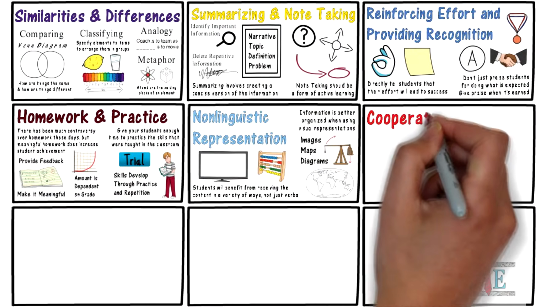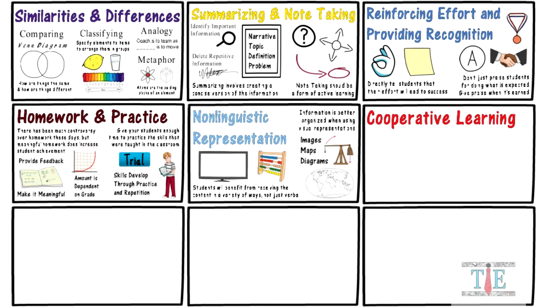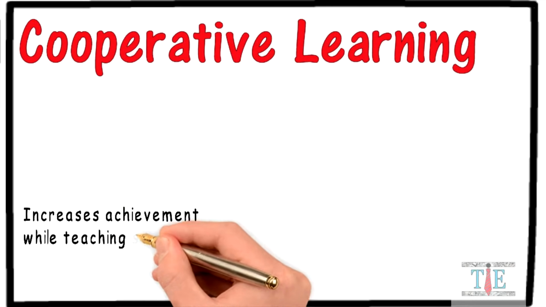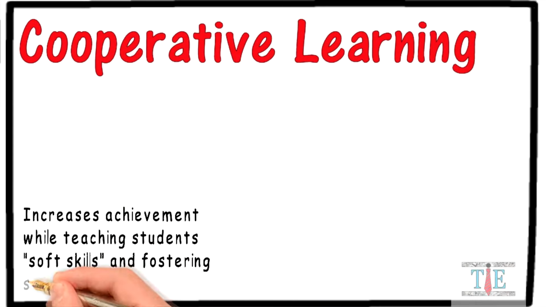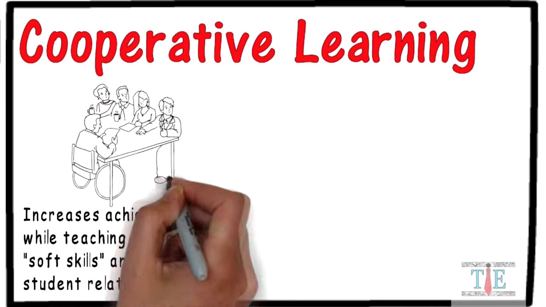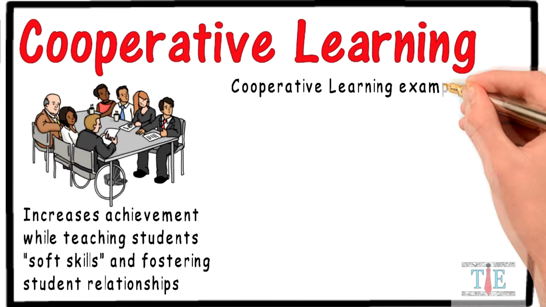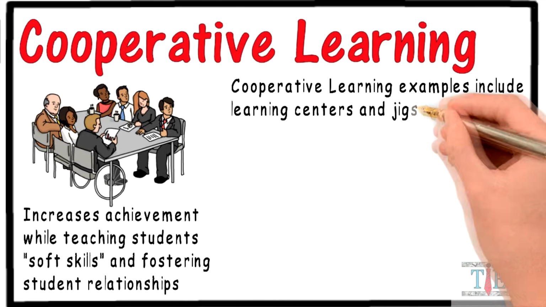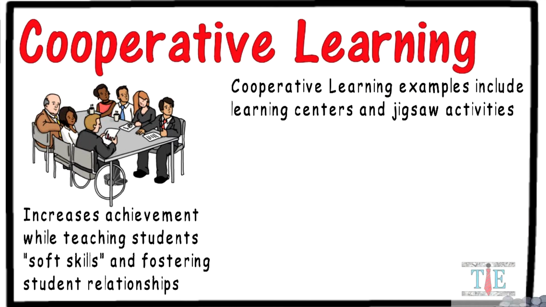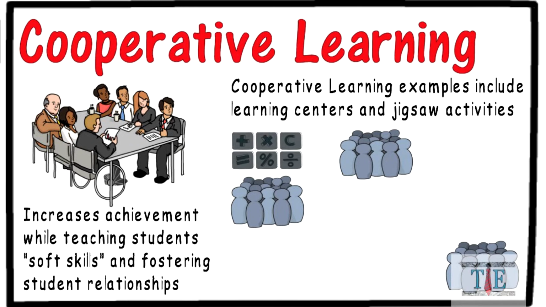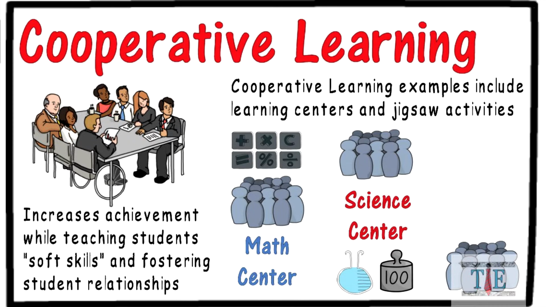Next up, cooperative learning. Cooperative learning should be used to increase student achievement while teaching students, quote, soft skills and fostering student relationships. So many jobs require teamwork and collaborating with others. In the classroom, cooperative learning examples include learning centers and jigsaw activities. Learning centers are great for grouping students to work on specific skill sets. At each center, teachers can have students work together to solve problems, write a story, or carry out science experiments.